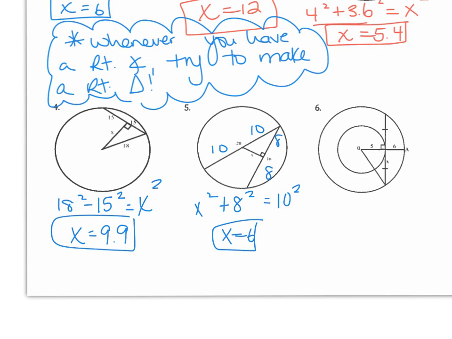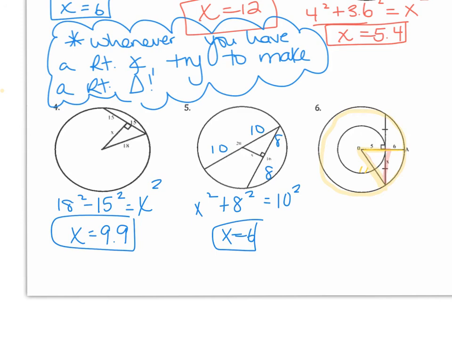So I put the answers of 4 and 5 on the screen, but I actually want to go over number 6. The answer to number 6 is 9.8. How I got this is, whenever you get stumped, I told you to look for a right triangle. So I see this right triangle right here. I have both the legs, but I have to find the hypotenuse in order to solve it. Notice that this length right here, my hypotenuse, is the radius of the bigger circle. So if the radius of the little circle is 5, what's the radius of the big circle? Well, it's 11, because 5 plus 6 makes 11.